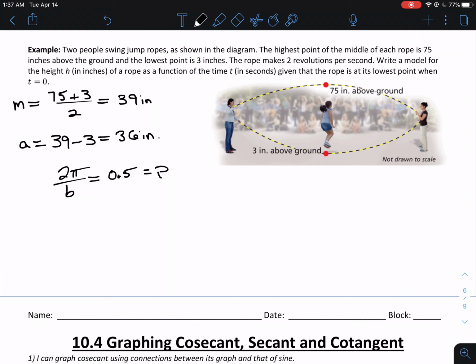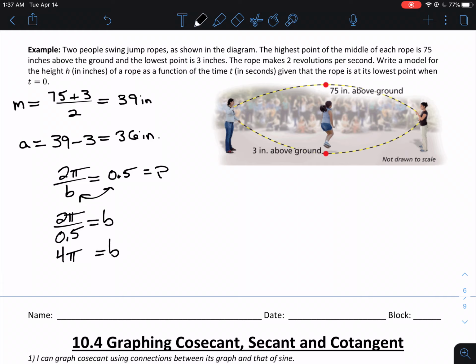So to get your b value, you're going to have to work backwards for that. You're going to have to solve for b, just swap it with the other side. So take 2 pi divided by 0.5, and that should get you your b value, which is going to end up being a b value of 4 pi.